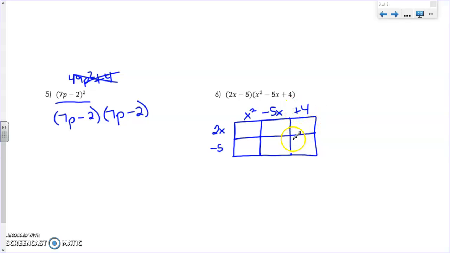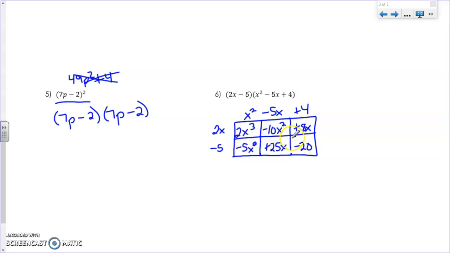Does that make sense? So you get 2x to the third, minus 10x squared, plus 8x. Good? Questions? And then negative 5x squared, plus 25x, minus 20. Anybody have a question?